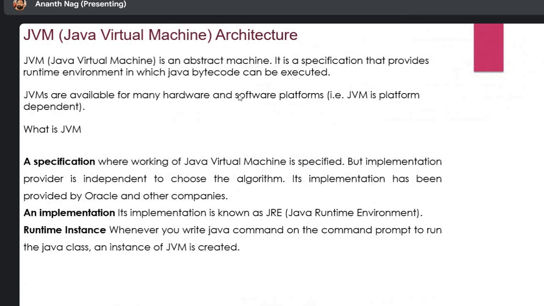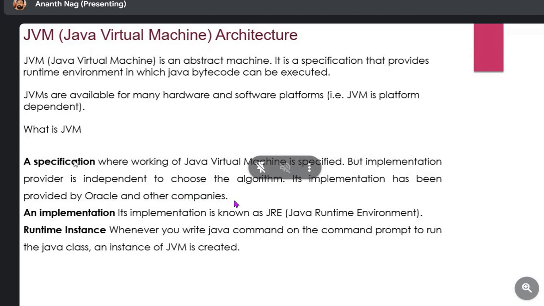So JVM has three components: specification, implementation, and runtime instance. A specification is where the working of the Java virtual machine is specified, but the implementation provider is independent to choose the algorithm. Its implementation has been provided by Oracle and other companies.